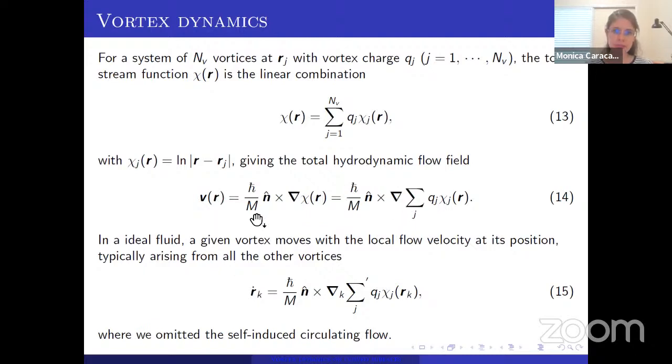But how about the velocity of a specific vortex charge, for example the vortex k? In this case, you have to take this velocity at exactly the position of this vortex. You have to consider the flow of all of the vortices at the position of this particular one to get its velocity. This is the formula above, taking r going to r_k. Basically, you see that the velocity of vortex k will be given by the stream function of all the other vortices at the position of k. Of course, you also have to leave out the self-flow, the one that vortex k produces on itself, which is singular.